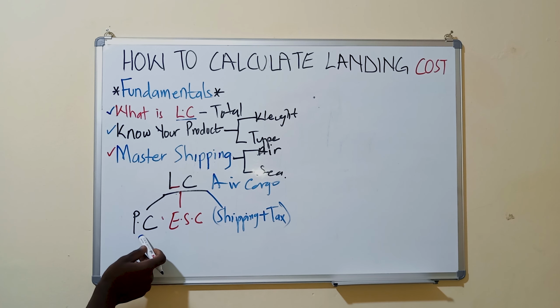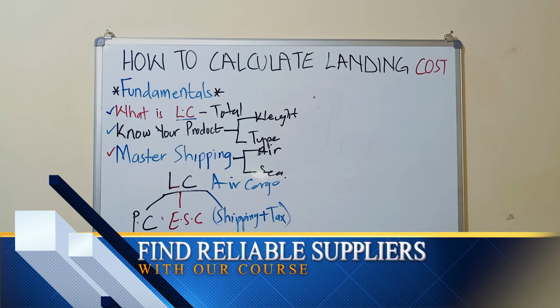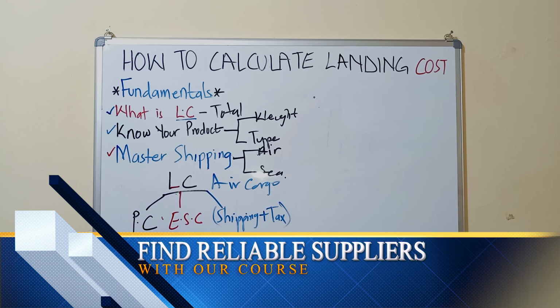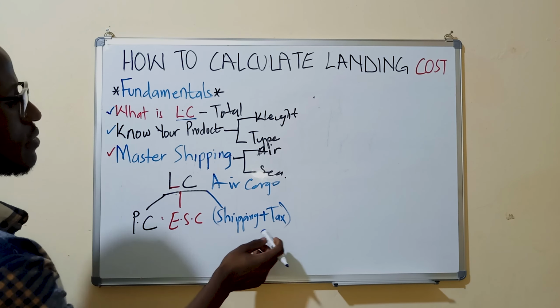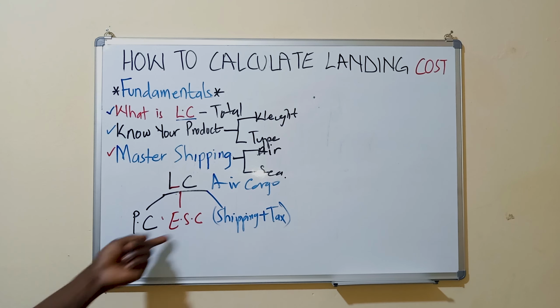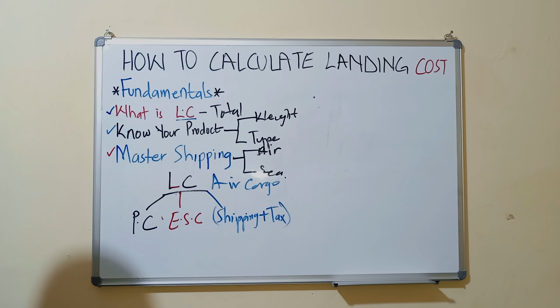You paid for the cost to your supplier, so that she could move the products from her warehouse to your shipping agent's warehouse in China. Then your shipping agent is asking you for the shipping fee, which is normally inclusive of tax if you use air cargo. So if you add up this cost, you should be able to find your landing cost. As simple as that.